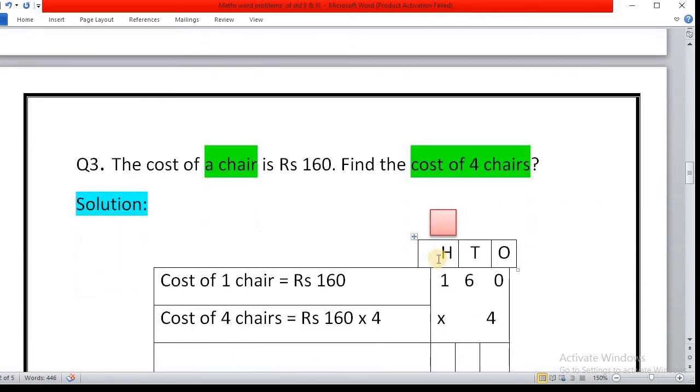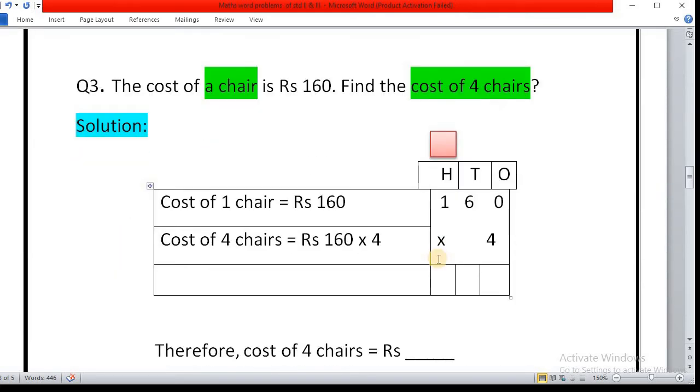Now let's do example number 3. The cost of a chair is rupees 160. Find the cost of 4 chairs. Look here children, here the cost of 1 chair is given and you have to find the cost of 4 chairs. See the keywords for multiplication. Detail of 1 is given and you have been asked to find the cost of others.